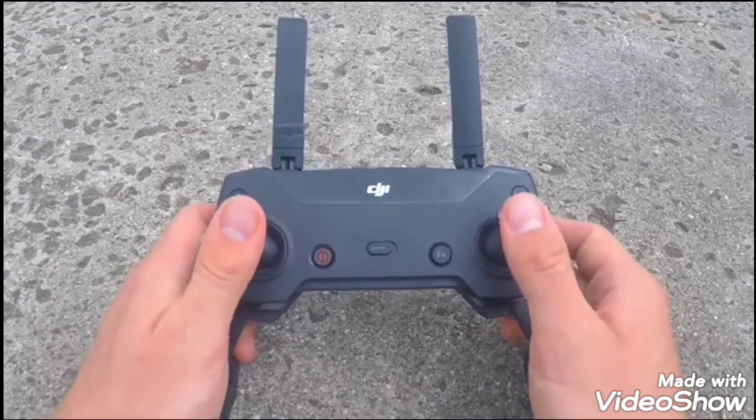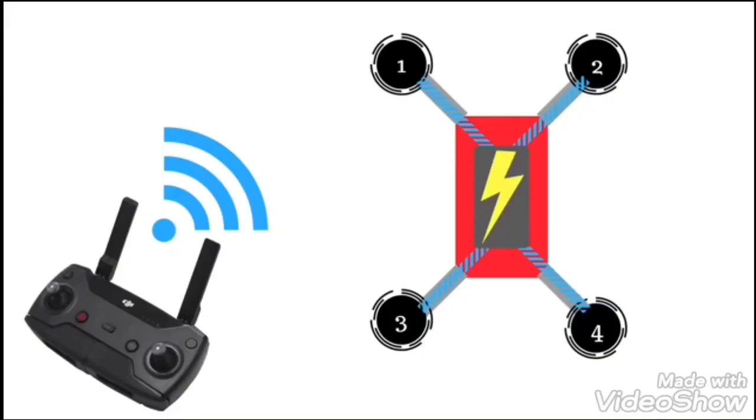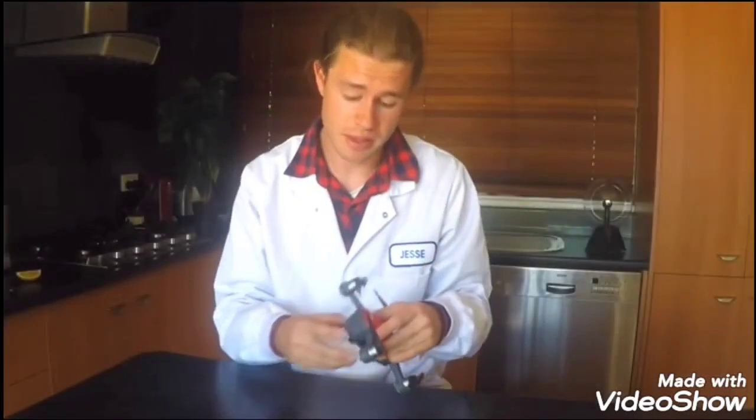And the way we control the rotor speeds of the drone is by using the joysticks on the remote, which work to increase or decrease the voltage being delivered from the battery to each of the four rotors. If a motor is getting more voltage, it's going to go faster. Also, drones are powered by lithium-ion batteries, and it's really important to maintain healthy batteries so you can get maximum flight time. Check out my video on battery life if you want to maximize the batteries for your drone.